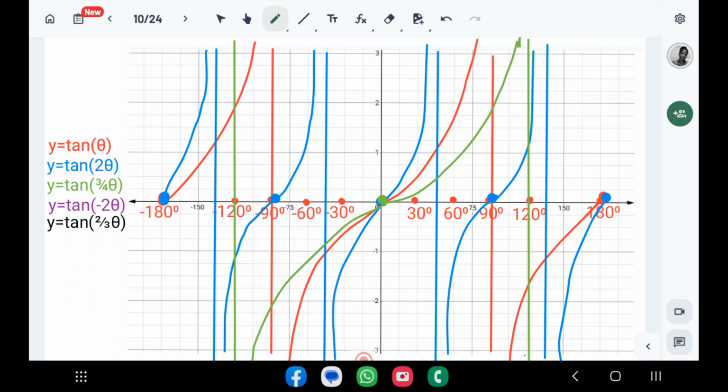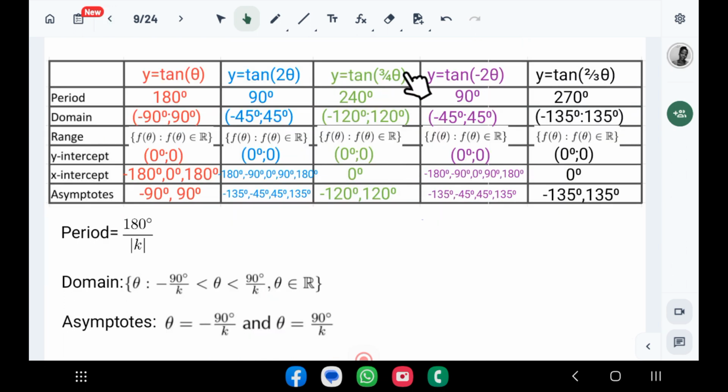Now notice that we've got a piece that is left between 120 degrees and 180, and the same for negative 120 and negative 180. That is not catered for. How do we figure out what that piece looks like? So what we do is we go back to the original equation, y equals tan of 3 quarters of theta, right? And we substitute the value of the ends, 180 degrees and negative 180 degrees.